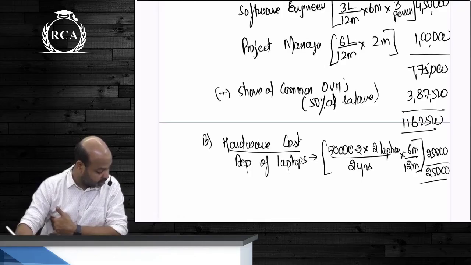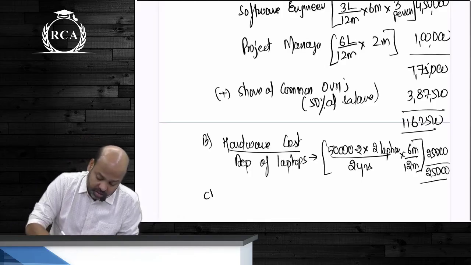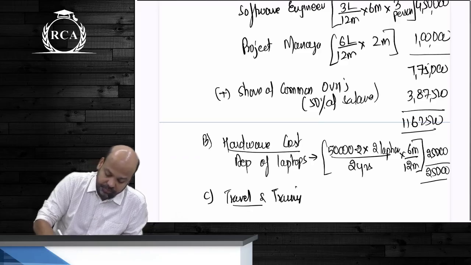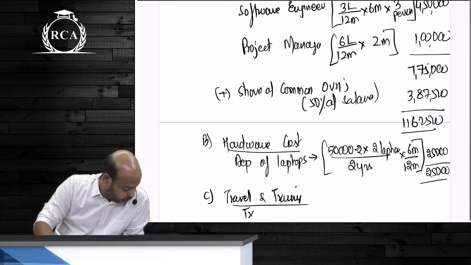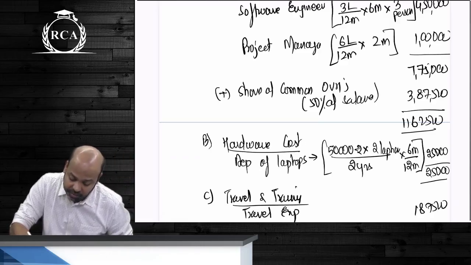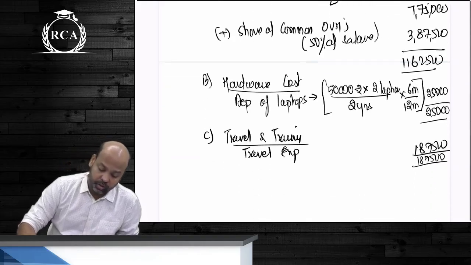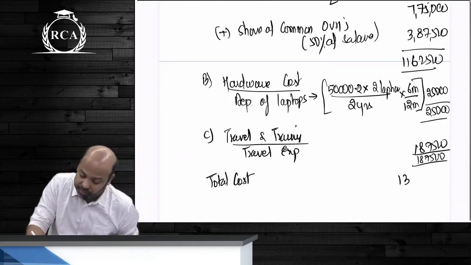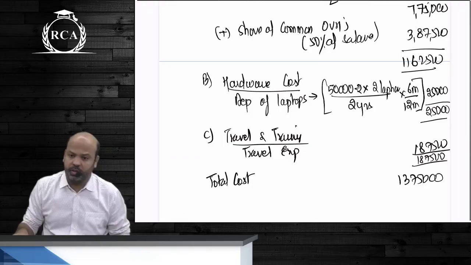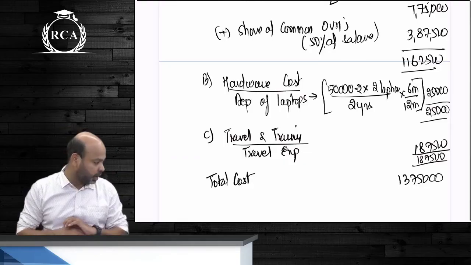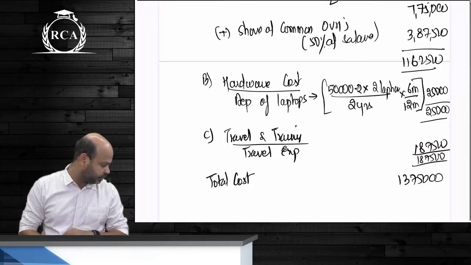Next, guys, travel and training में direct travel expenses are given, guys. How much is that? Travel expenses 1,87,500. All put together 13 lakhs. Total cost of this project, beta, will become 13,75,000. The total cost of the project, beta, is 13,75,000. Did you all get this?